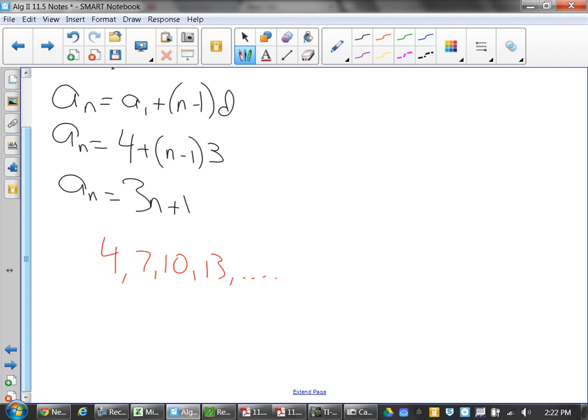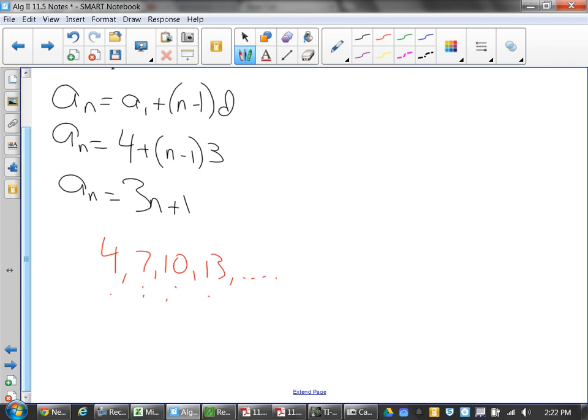Now, another way of saying this, how does the second term relate to the first term? You add 3. The third term to the second term. The fourth term to the third term. How does it relate to the second term? It's 3 more. Oh, okay. Now the recursive looks like this.